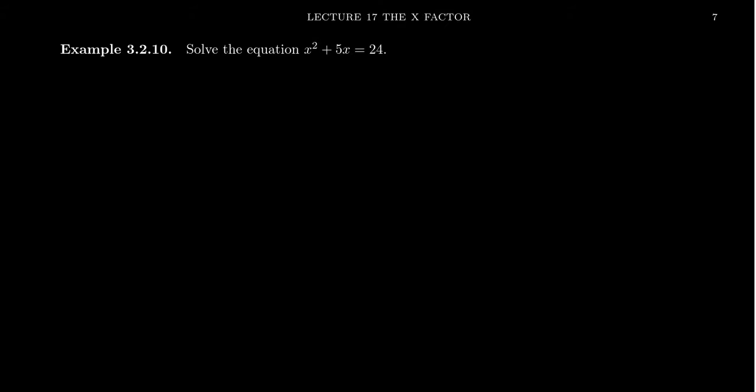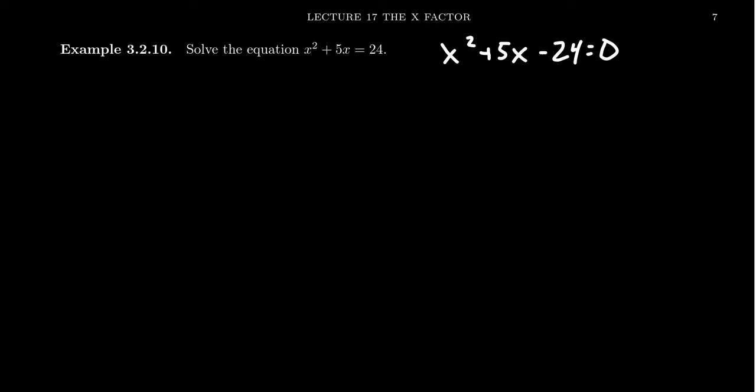Let's solve the quadratic equation x squared plus 5x equals 24. We're going to do this by factoring. Now to factor it, we have to set the right-hand side equal to 0, which means we're going to put this thing in standard form. So subtract 24 from both sides, and we get x squared plus 5x minus 24 equals 0.